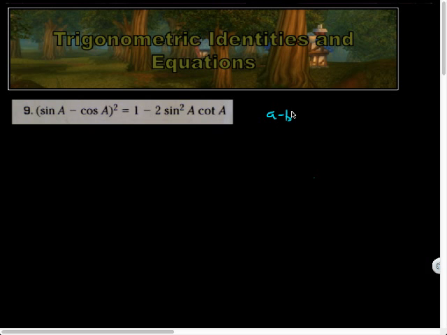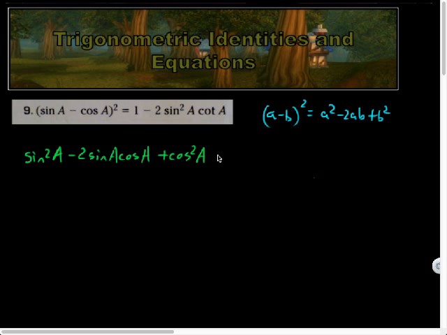I'm going to use the pattern (a minus b) all squared, which is equal to a squared minus 2ab plus b squared. If you didn't know that pattern, you could have written this multiplied by itself and then foiled or distributed it. So this is going to equal sine squared A minus 2 sine A cos A plus cos squared A, and I'll leave the right-hand side for now.